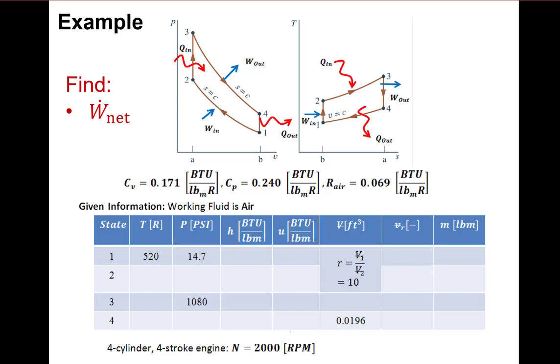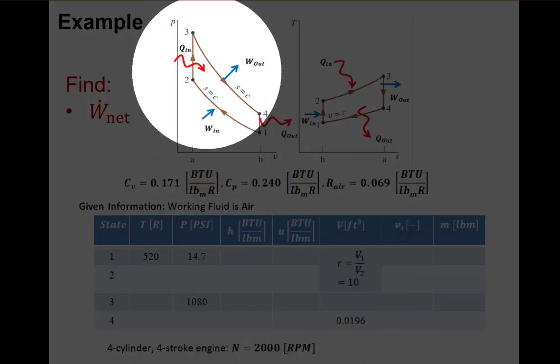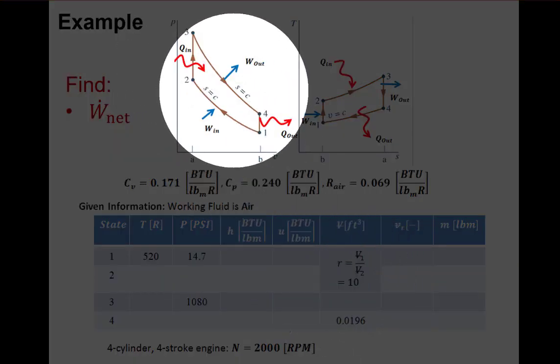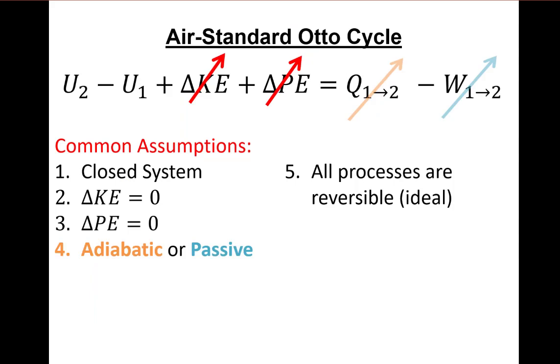So they told me that it's a 4-stroke engine and that it's running at 2000 RPM. So we know there's 4 processes here. And I like to tell myself where the heat and the work is. And then I'm going to do the first law on all of these processes. So here I'm going to look at all of these processes. They're all closed. I'm going to neglect kinetic and potential energy for all of them, and they're all reversible. So I'm going to get delta U is equal to Q minus W for all of these processes.